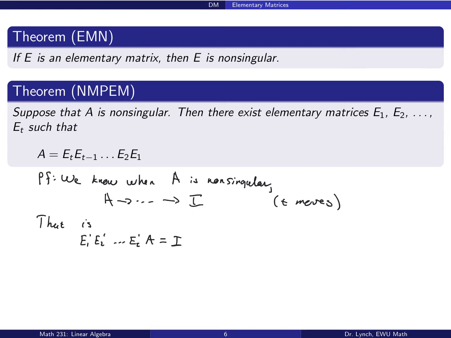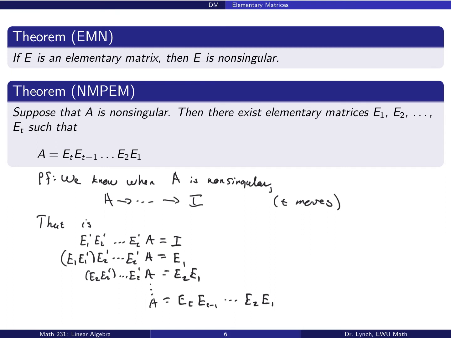out to Et prime. Now, of course, each of these row operations is reversible, and we'll just say that the reverse row operation for E1 prime is just E1, for E2 prime is E2, and so on and so forth. So we can reverse the first operation by multiplying on the left by E1, and then multiply again on the left by E2, and so on, all the way out to the last one, Et. And that's the proof. Any non-singular matrix is a product of these elementary matrices.